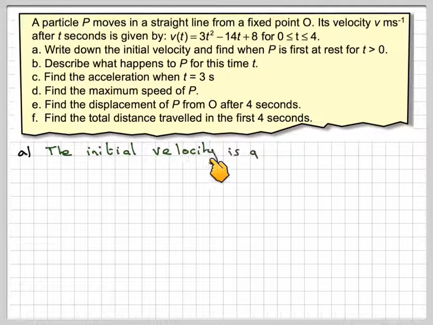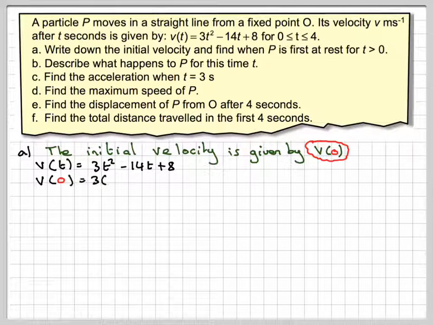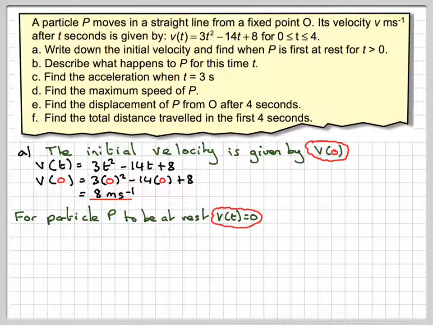Okay, the initial velocity is given when v of 0, so we'll put t is equal to 0 in that. So v of t is 3t squared minus 14t plus 8, so v of 0 is going to be 3 times 0 squared minus 14 times 0 plus 8, so that gives 8 meters per second to the minus 1. Okay, make sure you put the units in, so the particle has an initial velocity of 8 meters per second. So for the particle P to be at rest, v of t is equal to 0.